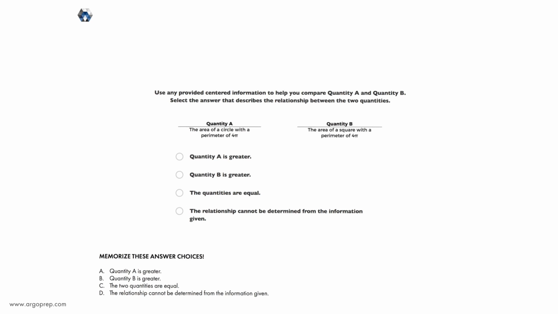So over here you have some directions. It reads, use any provided centered information to help you compare quantity A and quantity B. Select the answer that describes the relationship between the two quantities. Now notice in this case, we do not have any centered information. Just because you have a quantitative comparison question does not mean that they will provide you with centered information. Sometimes they do, sometimes they don't. If they do, you must go ahead and use that to your advantage because that's going to help you figure out the values of quantity A and quantity B.